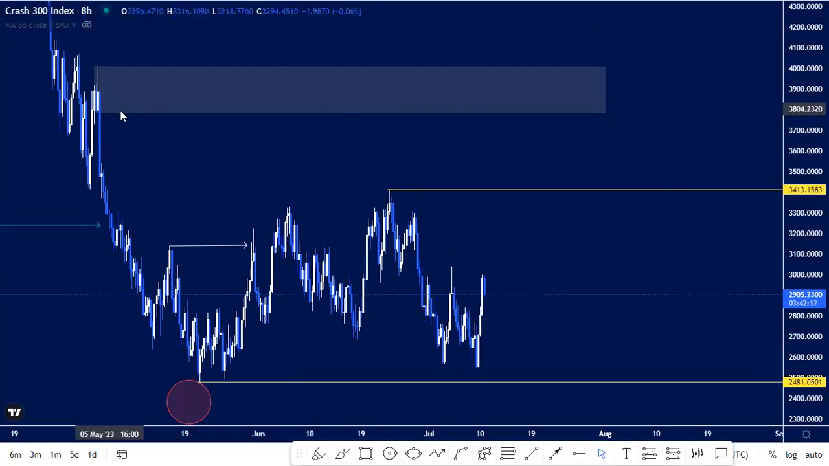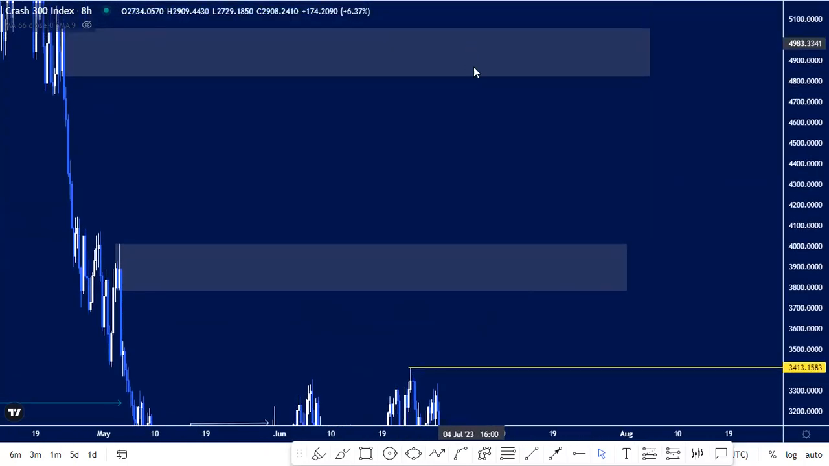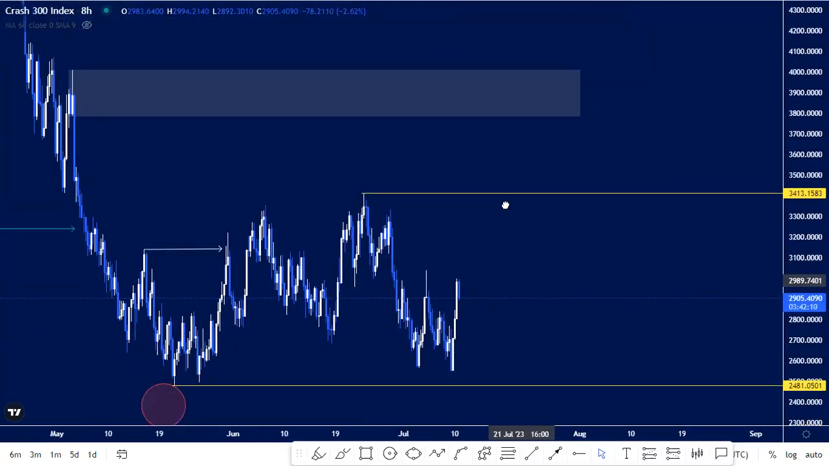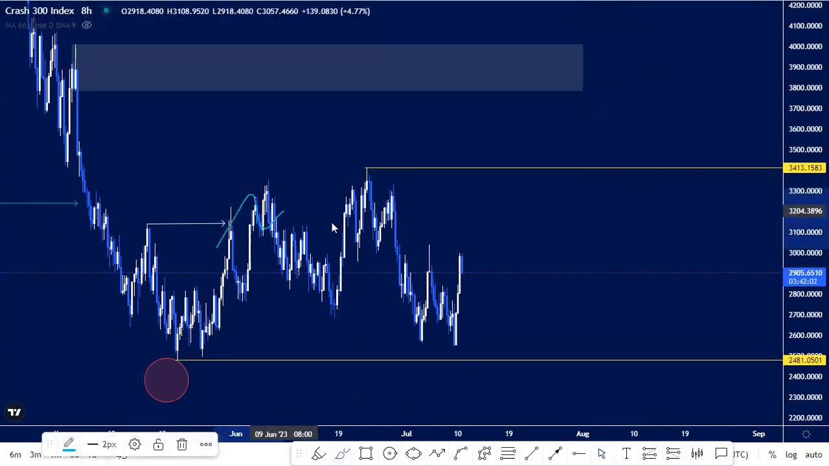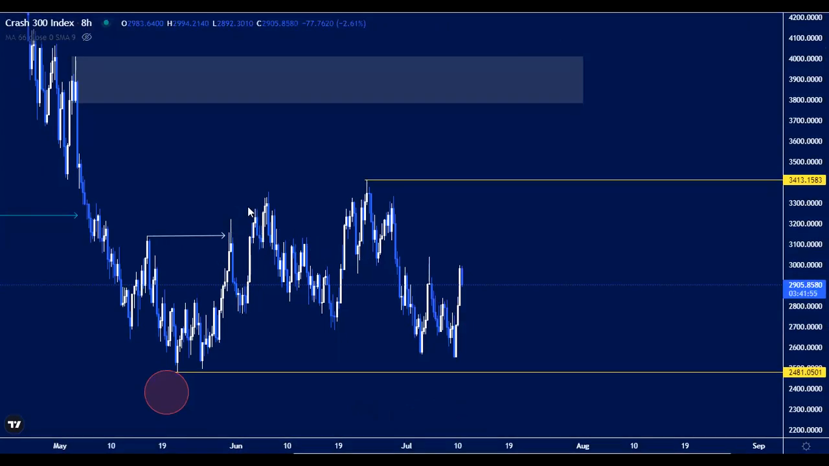The second target is this supply here. So already I'm giving you a third target at the top. This is a setup that can hold for the whole week. After this change of character, whatever happened going down was simply internal structure.